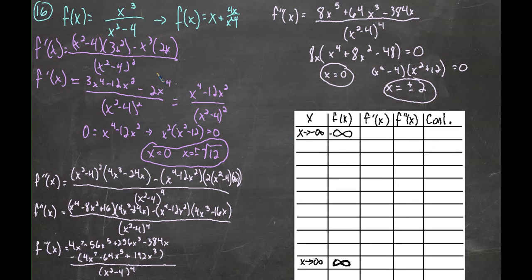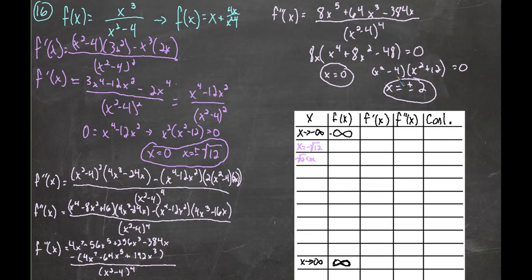So we found for the first derivative that the first derivative is 0 at 0 and plus or minus the square root of 12. Okay, so negative square root of 12 is going to be our first x value that we care about. That's 2 root 3, whatever. And then between the negative square root of 12 and, what's 0? No, negative 2.